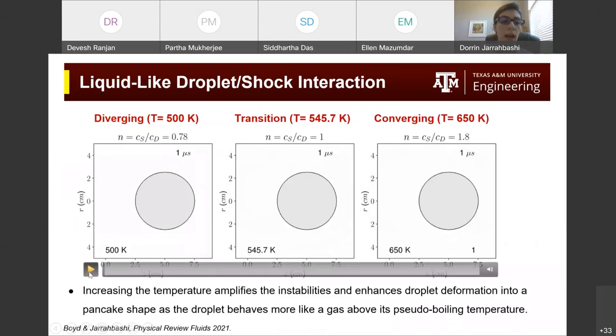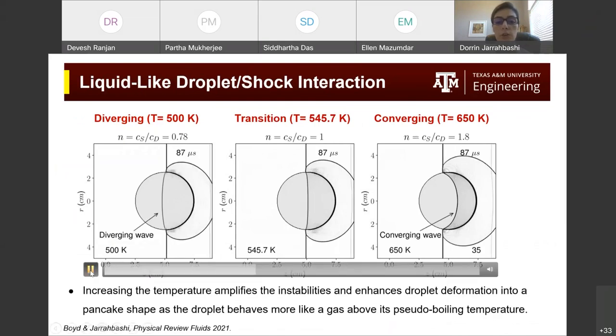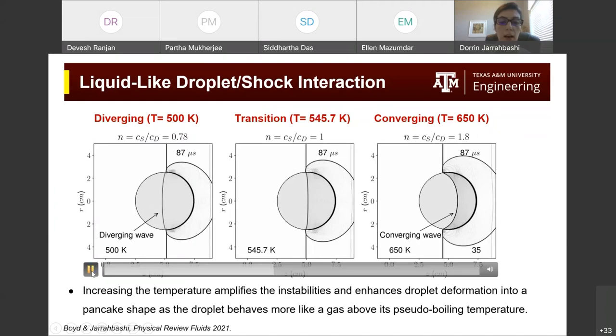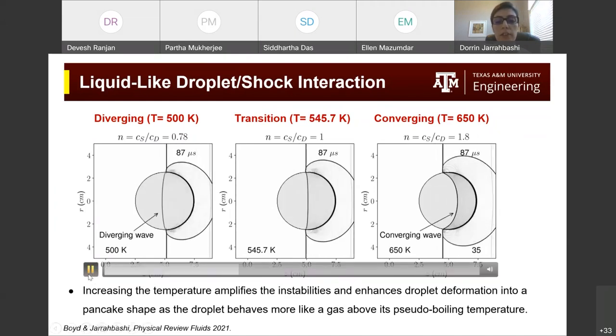Now, let's see what happens in terms of a transcritical droplet shock interaction. We are considering liquid-like conditions, below the pseudocritical point of the n-dodecane. We are considering a diverging case, then a transition case at 500 Kelvin where the speed of sound in nitrogen and the n-dodecane is the same, and finally a converging case where the speed of sound ratio is larger than one. Let me play it from the beginning. You can see how the shock is developing in the diverging and converging cases.